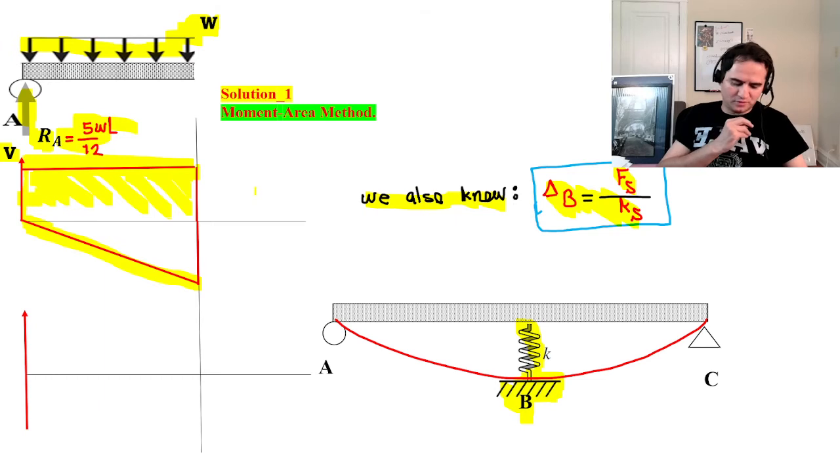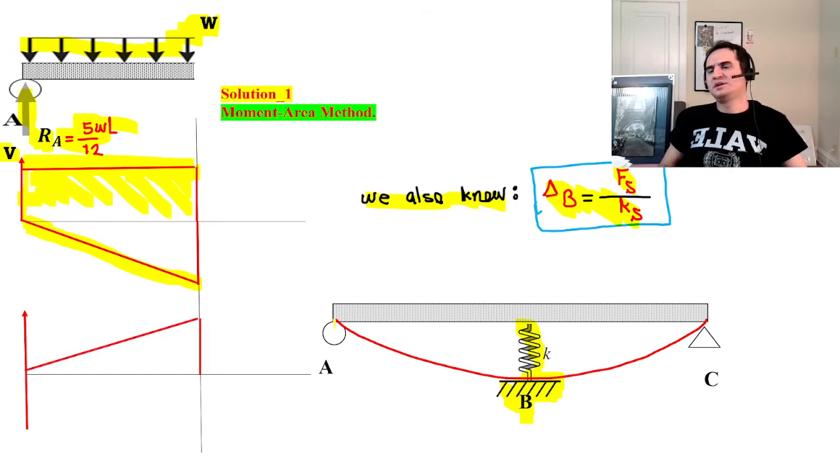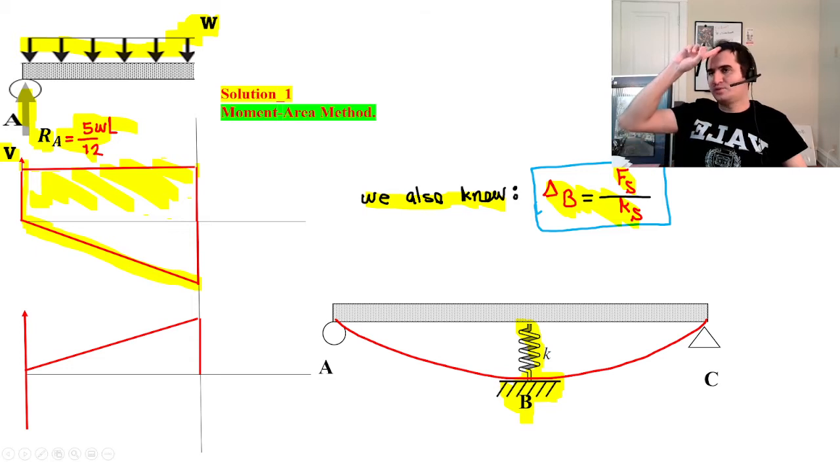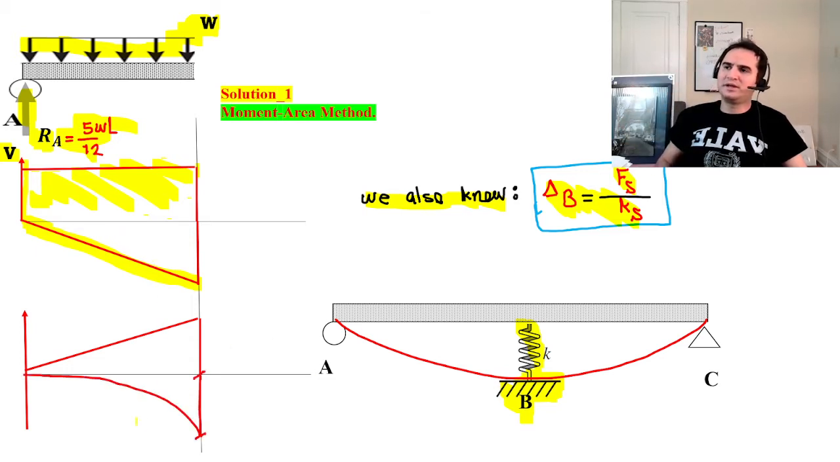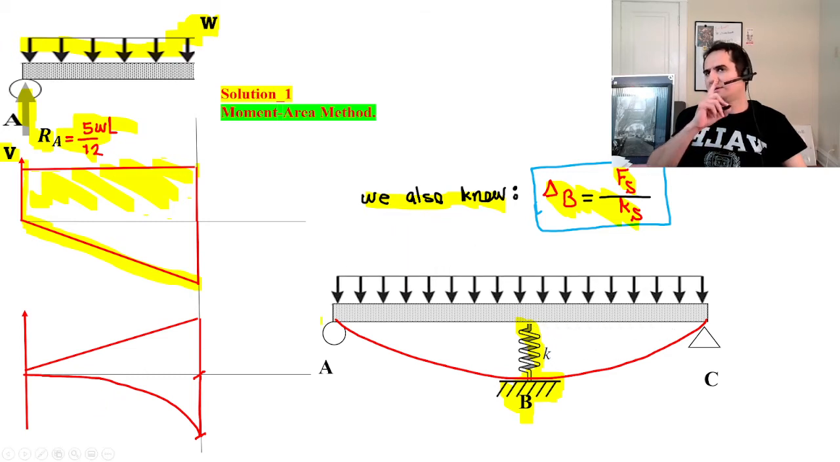If you draw the moment from the shear, for the top one you get an area over here that is a triangle, and the linear one gives a second degree curve.